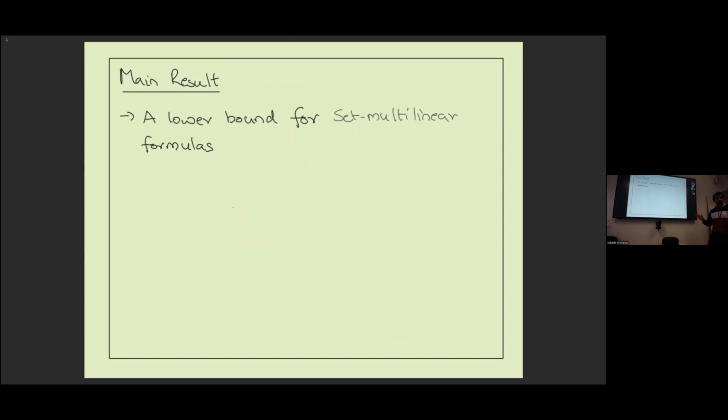And the main result that we prove is some sort of lower bound. The lower bound that I'm going to tell you about is not the ideal lower bound that we'd like to prove. In two senses, it's a lower bound for a special kind of formula. These formulas are what are called set-multilinear. So let me just tell you quickly what they are.